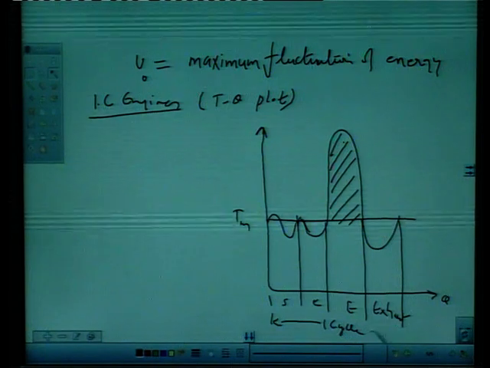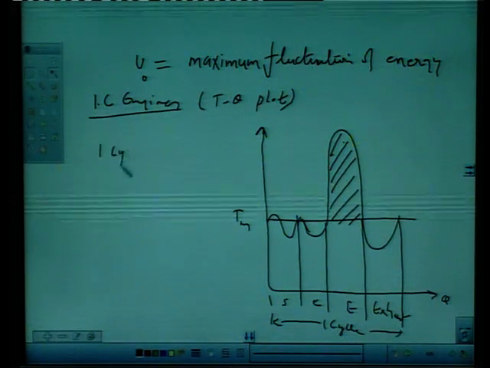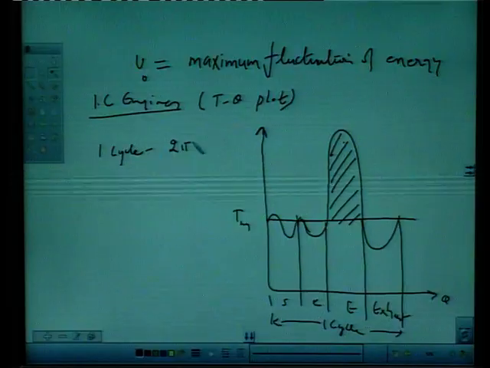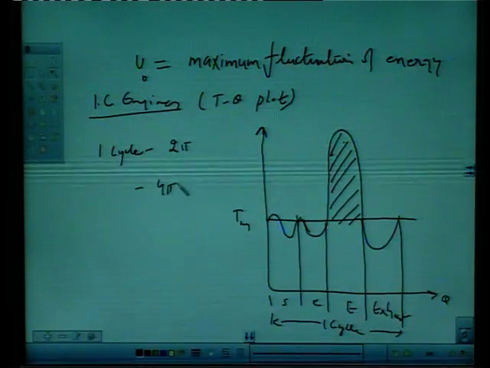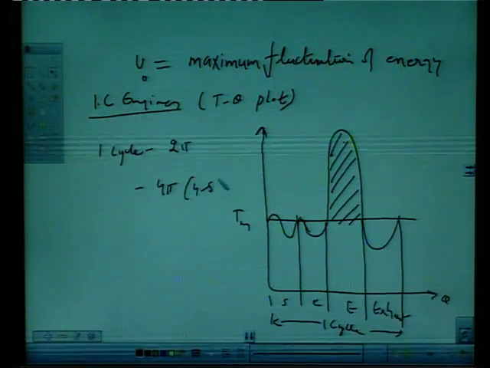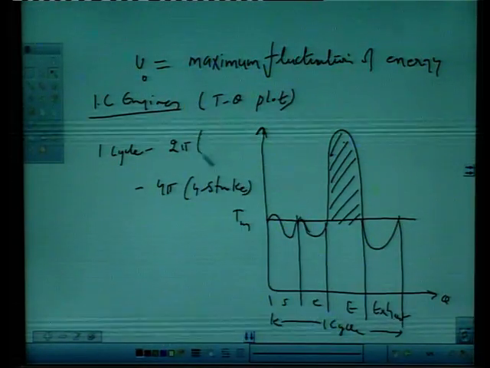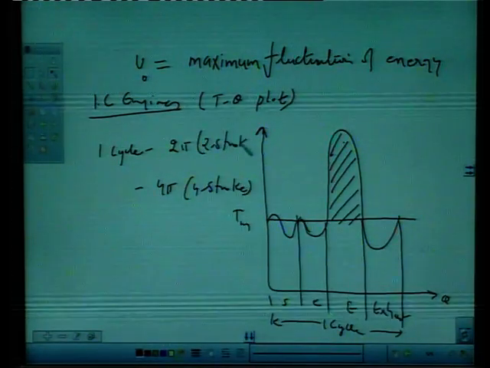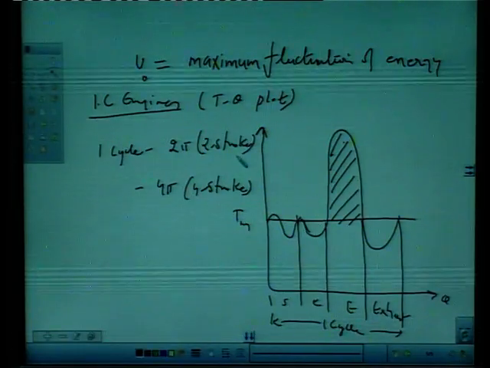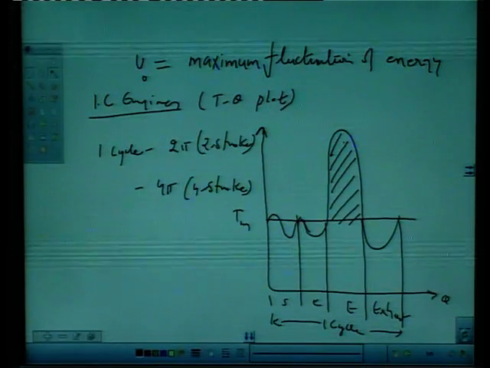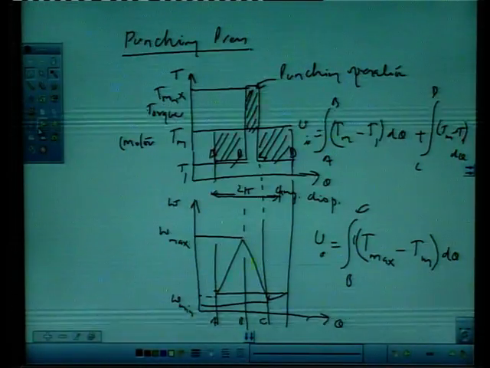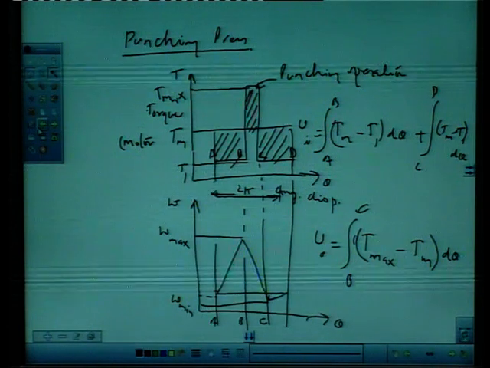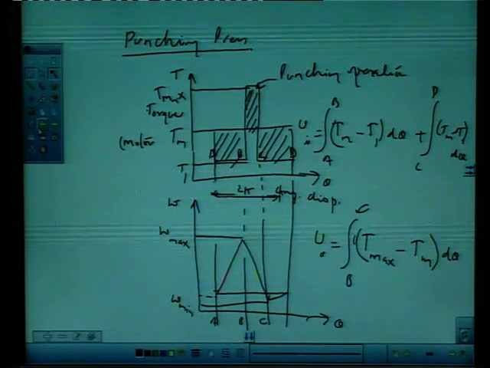This one cycle could be of 2 pi or could be of 4 pi in case of 4 stroke engine. For 2 stroke engine it is a 2 pi. Now, we know that maximum fluctuation of energy occurs between B to C.